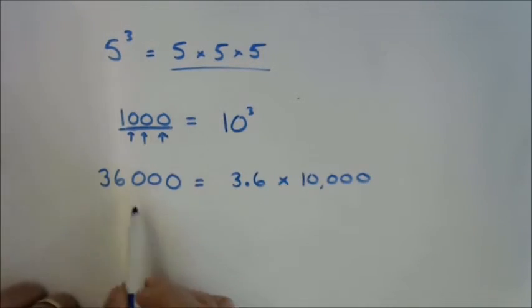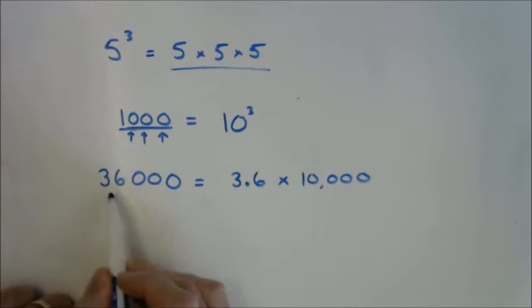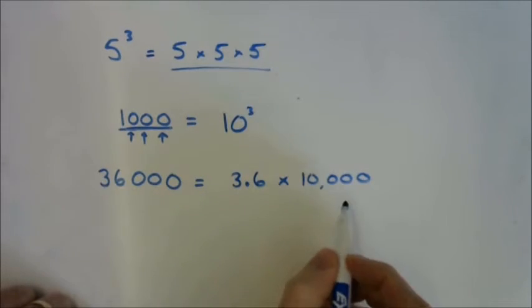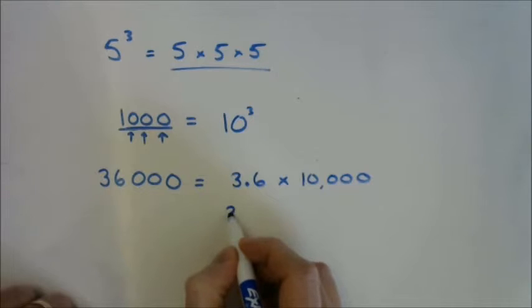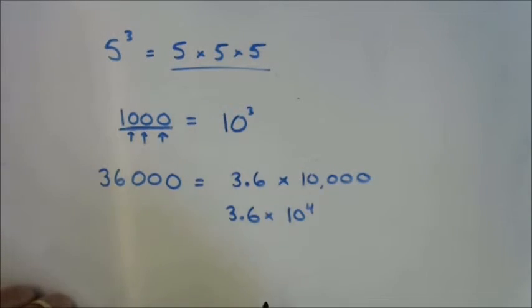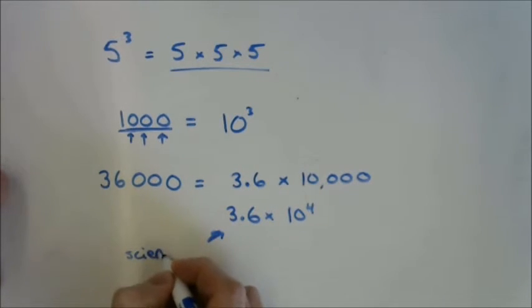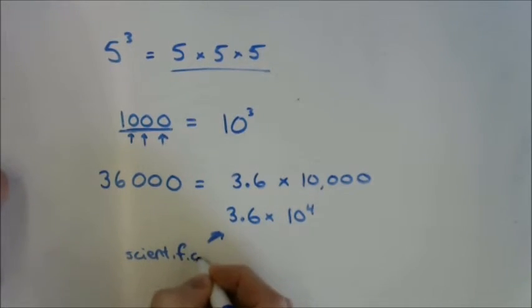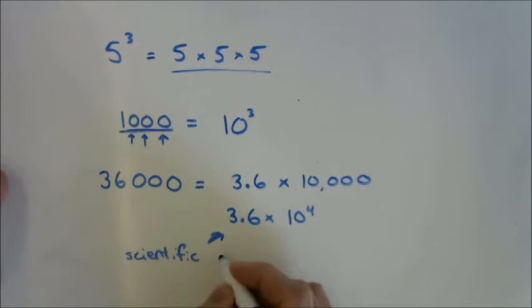You can see how this is 3.6 10,000s. So we've got 10,000 times 3.6, and then we can represent this 10,000 as 10 to the power of 4. This is called scientific notation. If you don't have this written down anywhere, you should quickly jot this down in your notebook. Scientific notation.